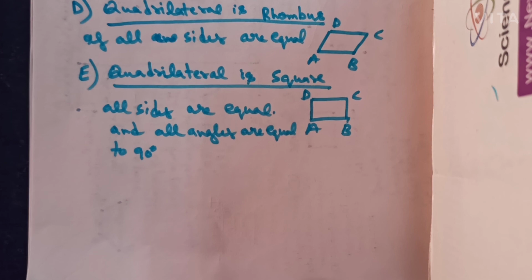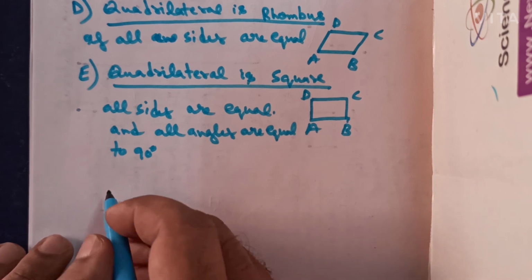A rhombus in which one angle is 90 degrees is a square, since a rhombus is also a parallelogram, and we have already discussed that in a parallelogram, if one angle is 90, then all other angles will also be 90. So similarly, in case of a rhombus also, if one angle is 90 degrees, then all other angles will be 90.